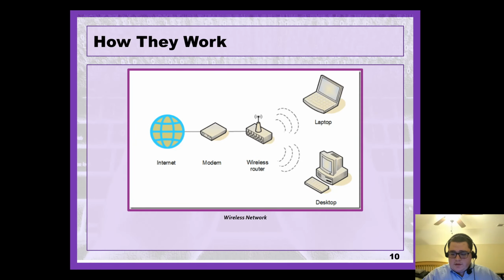So this is a little diagram of a wireless network, and let's say the laptop was sending a message to the desktop via wireless. It would send it to the router, and let's say it was sending it through the internet, for example. The laptop would send a message to the router, which would then send it to the modem, and then to the internet, and the internet would do the processing, and it would go back to the modem, back to the router, and out to the desktop. And then for the reply, it would follow the opposite order.